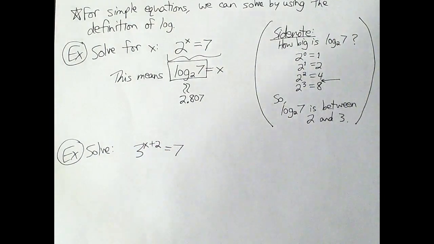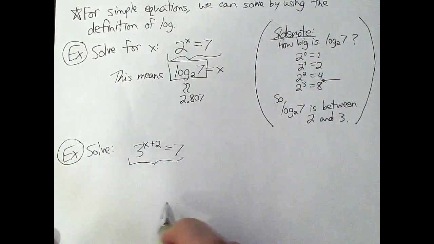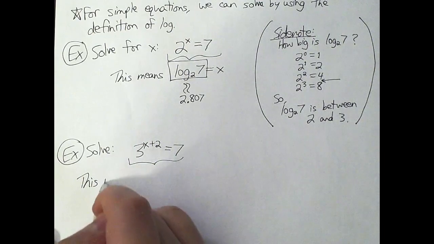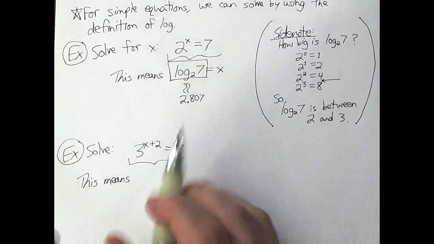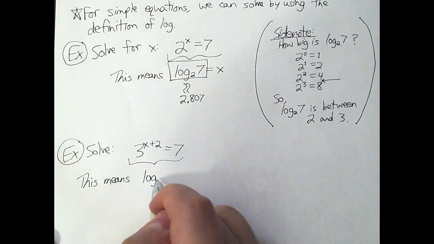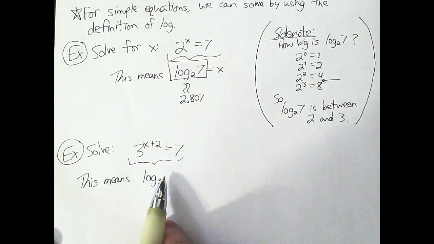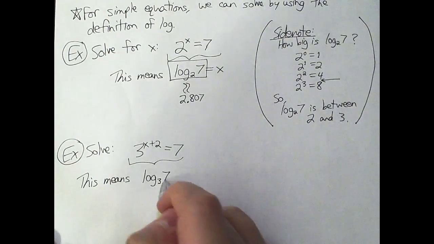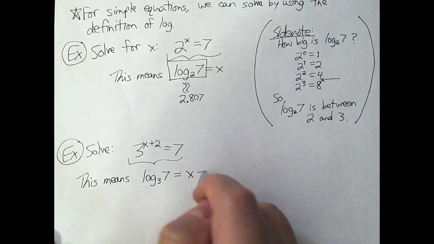All right, so this time, the variable appears in an exponent, but there's also some other stuff going on. There's a plus 2 up there. What I would suggest is we can still convert this into something involving a log. I guess this time the base would be 3, because it's 3 to a power. Log base 3 of 7 equals that exponent, which is x plus 2.